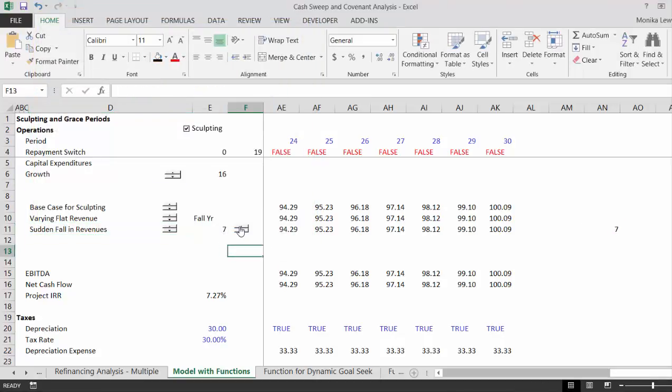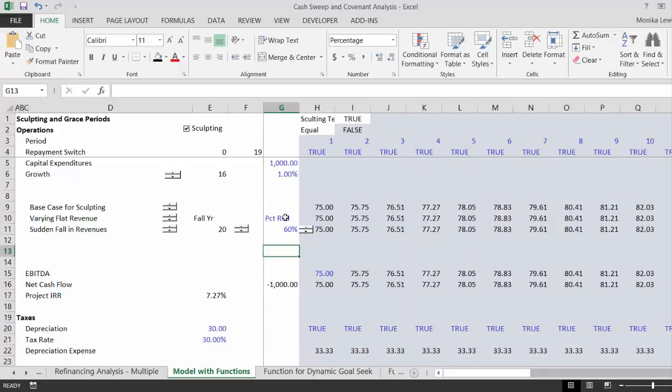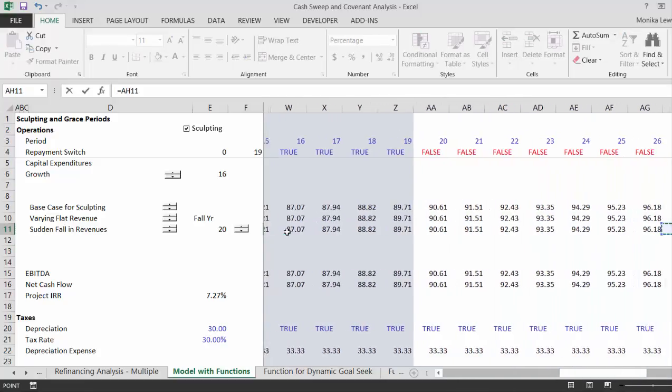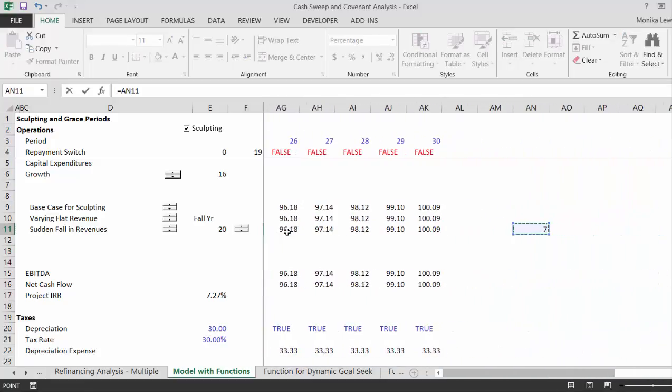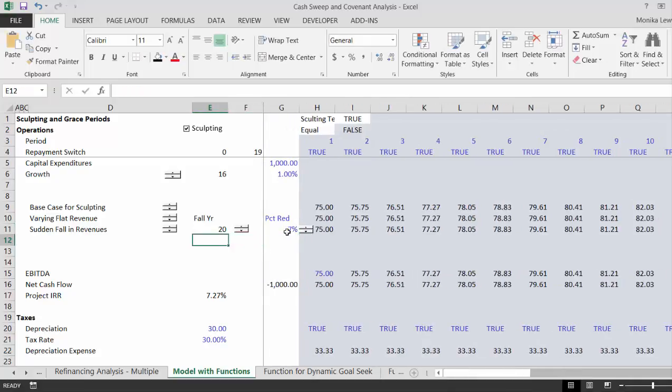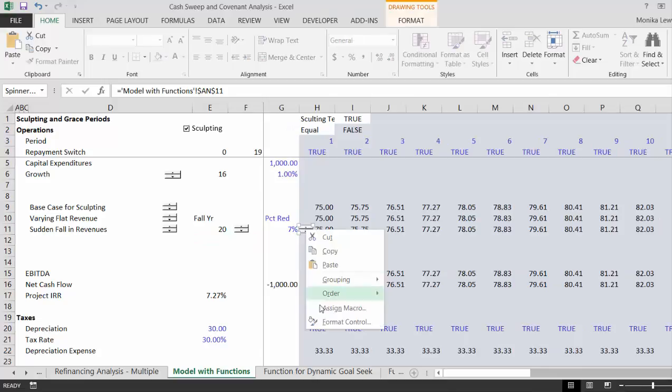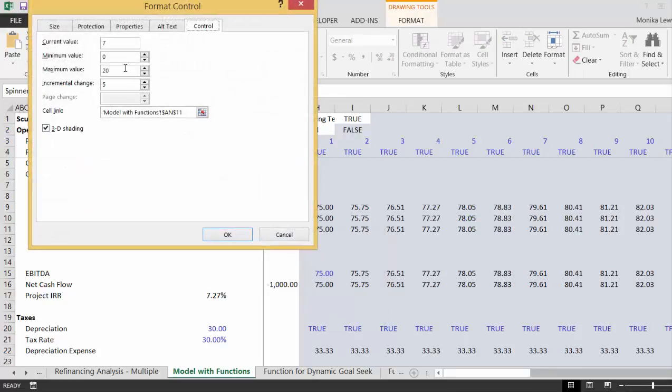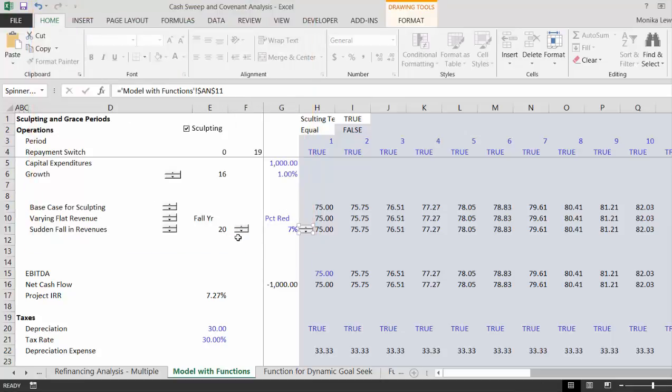And now, oops. Oh, this is the fall year still. Okay, and then this is going to be this one. Divided by 100. And I better allow it to go from 0 to 100. Okay. So that's a second way. Why do I better be careful. This one, I don't want an incremental change of 5, do I?